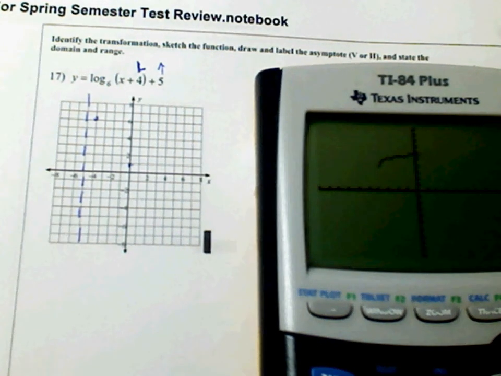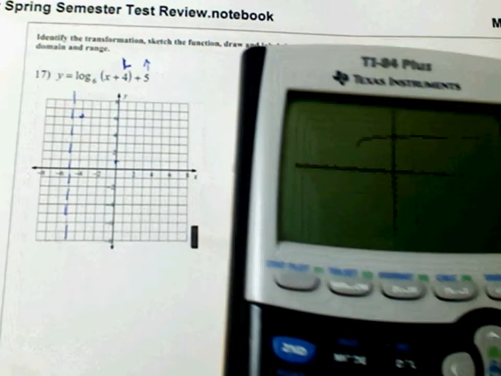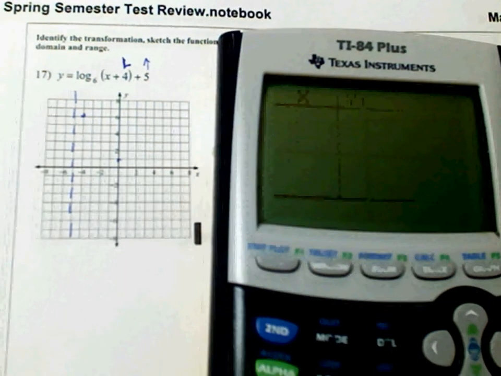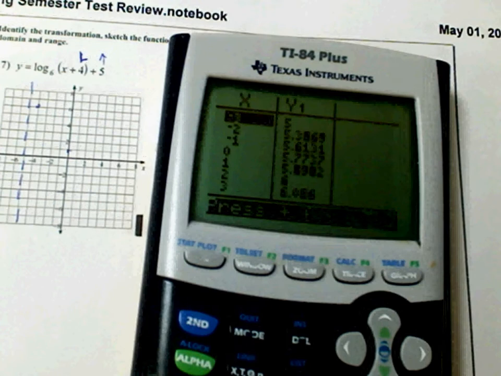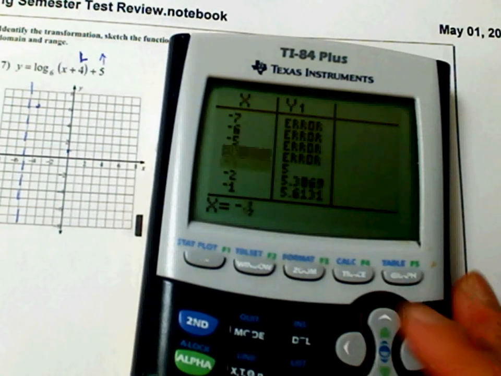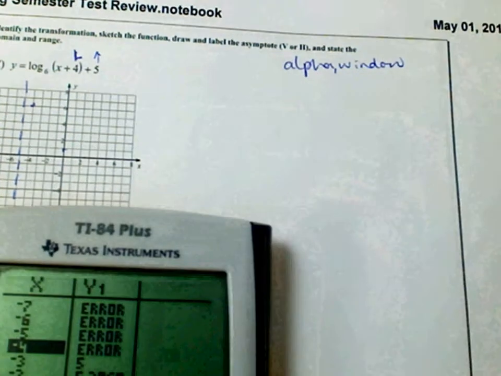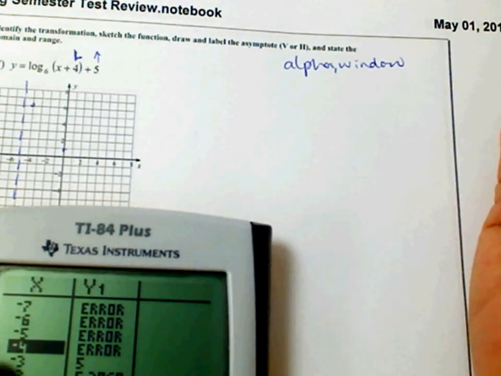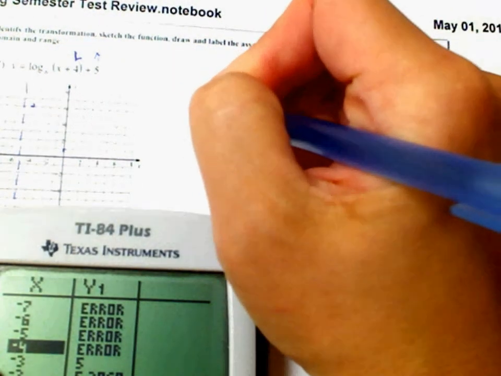Now, I want you just to sketch. You can tell it went left 4 and 5 up, okay? You need to get me at least 5 points. So to get the 5 points, go to second table, right? Now scroll until you see that error. You guys see that error right there? Your first error. After your first error, go ahead and sketch your 5 points. So -3 and 5. Okay?